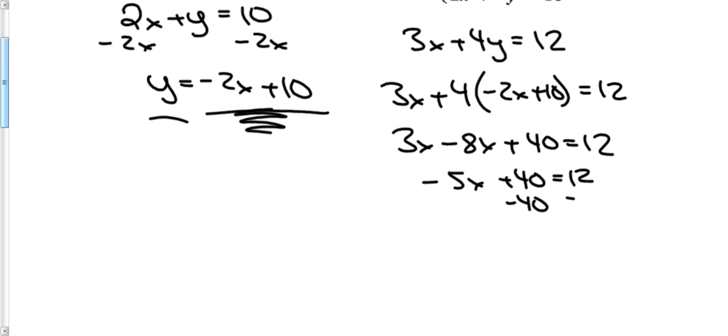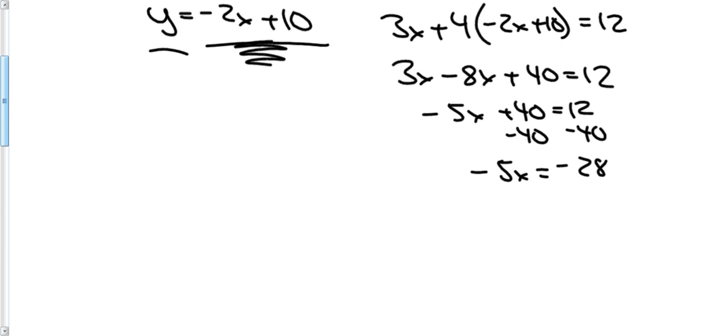Subtract 40 from both sides to get x by itself, and we get negative 5x is equal to negative 28. Not going to work out perfectly, but that's okay. Divide both sides by negative 5. And we have x is equal to 5.6.